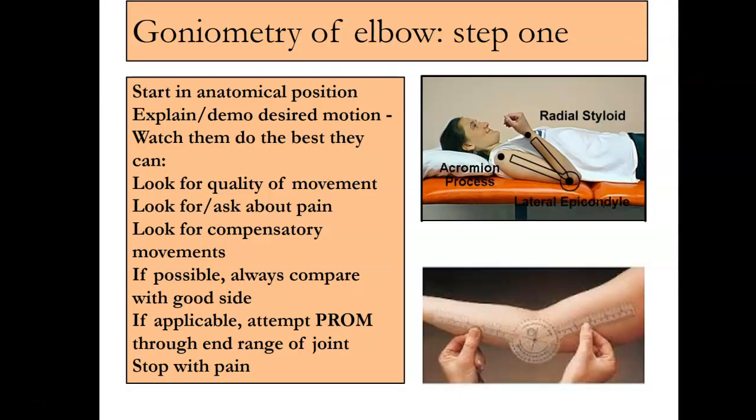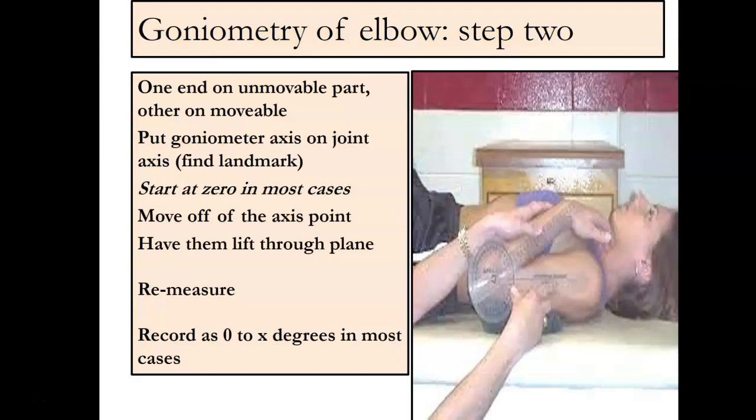Kind of a step-by-step. Start them in anatomical position. You demonstrate the motion. Watch them do it, looking for that quality of the movement. Can they go all the way up? Are they compensating? Ask about pain. Compare to their good side. You could attempt passive range of motion, ideally stopping with pain, and then you're doing the measurement.